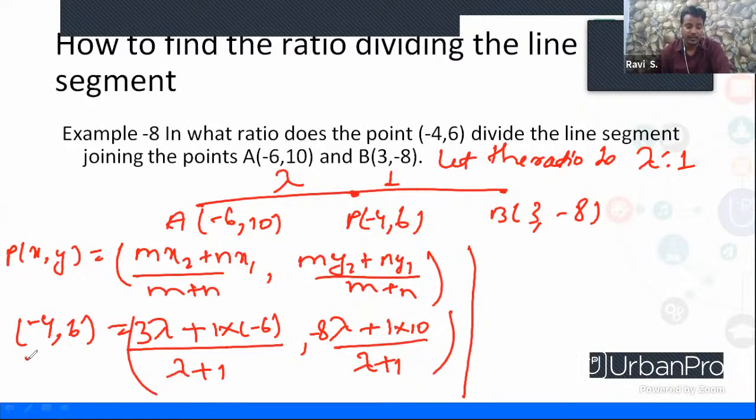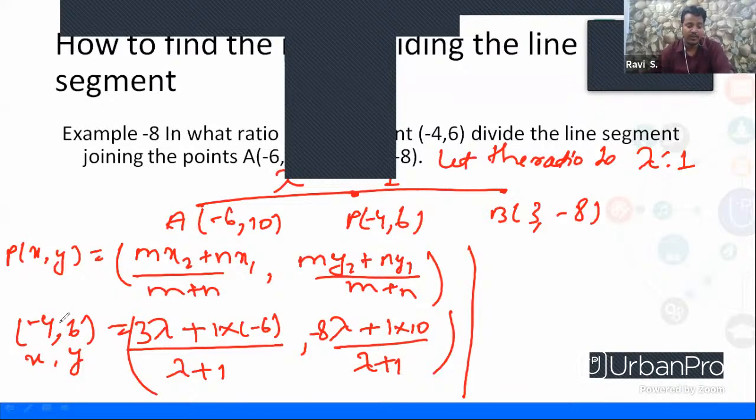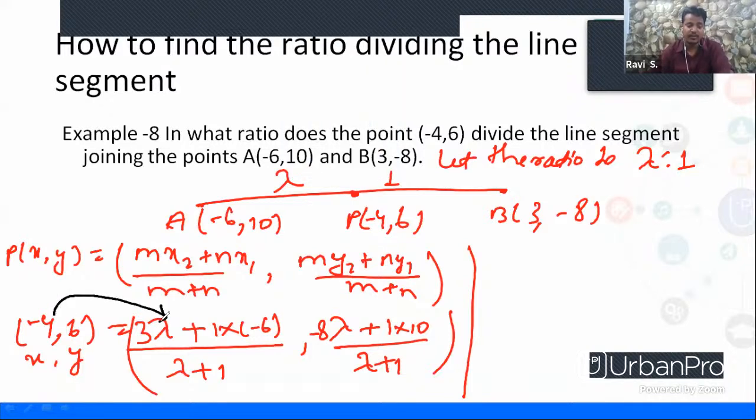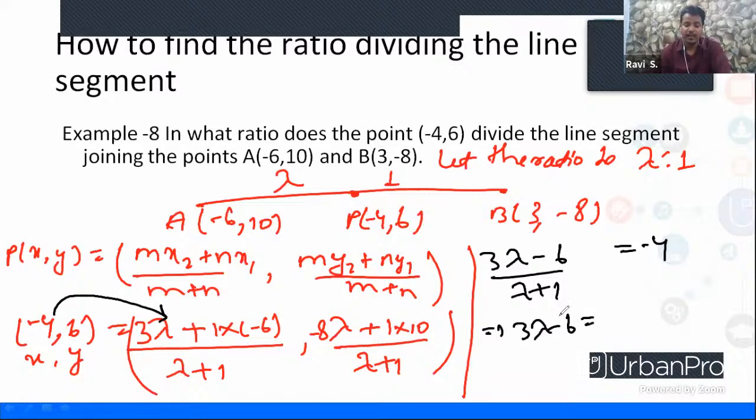Okay. See, this is the value of x now. This is the value of y. So I will try to equate these two values here. How? See, this is x, so this is our x. Okay. So just equate the value. What is the value of x here, guys? Minus 4 now. And what is the value of x here, guys? So it is 3 lambda minus 6 by lambda plus 1. Okay. So this will give you 3 lambda minus 6. And here minus 4 lambda, again minus 4, correct now? If you multiply this by minus 4, you will get minus 4 lambda minus 4.